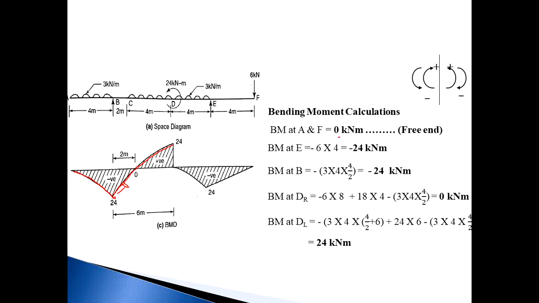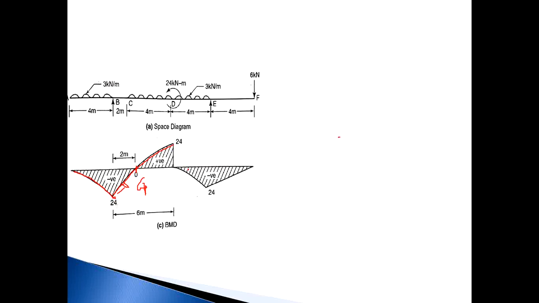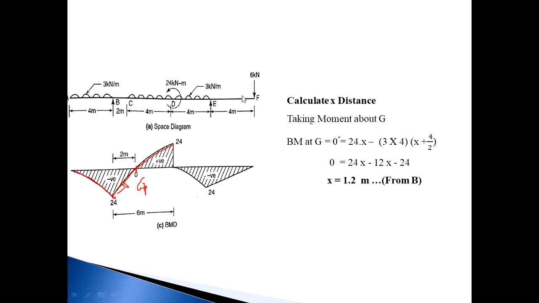Now the BM diagram cuts its baseline. So this is the new point, G point. Okay, so we calculate the distance x. Mark a section, where the bending moment at G is equal to 0, because the BM diagram line cuts the baseline. So the bending moment at G is equal to 0.